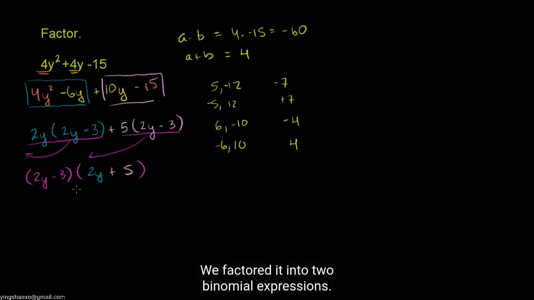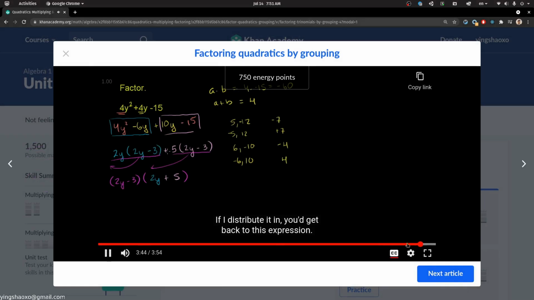But we're done. We factored it. We factored it into two binomial expressions. 4y squared plus 4y minus 15 is 2y minus 3 times 2y plus 5. We're asked to factor the expression. But we're done.